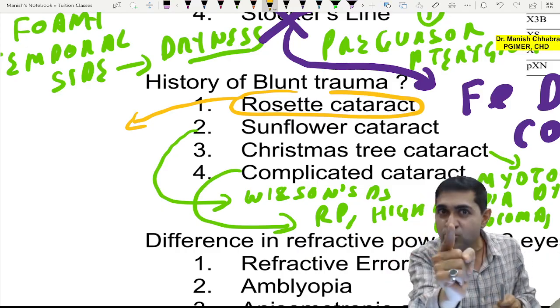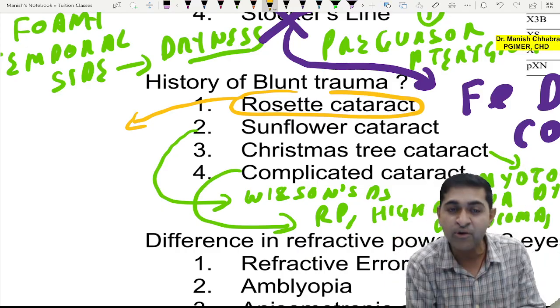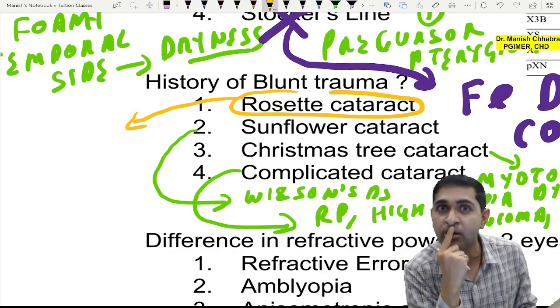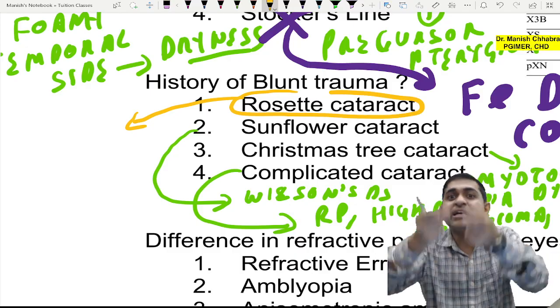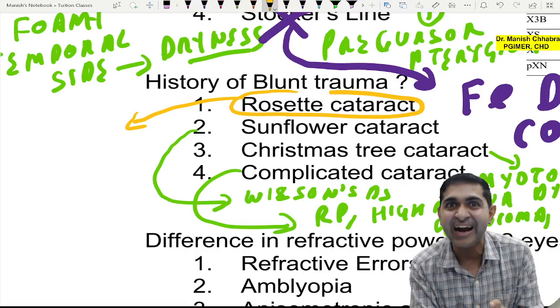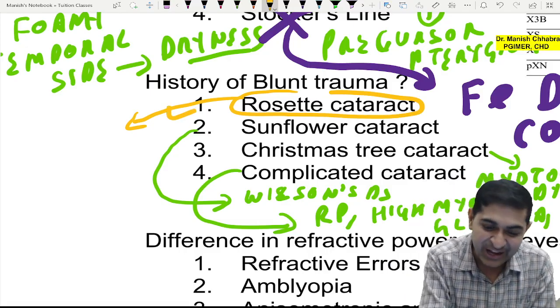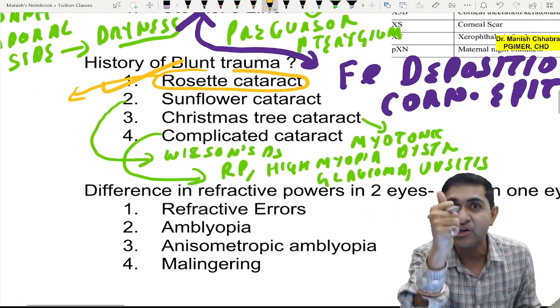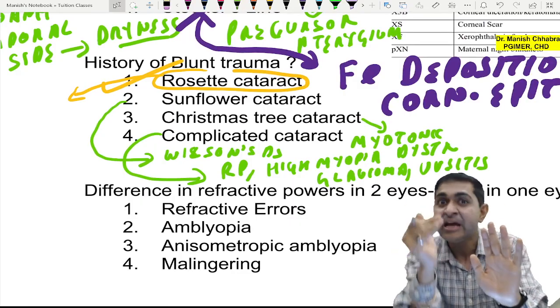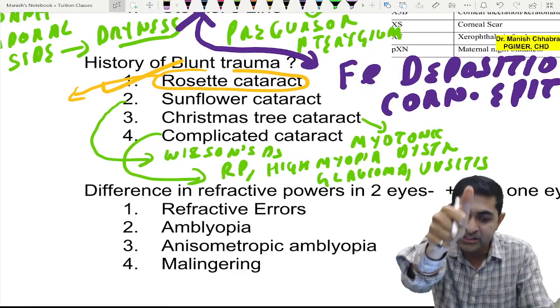Now you tell me, slapping is which form of trauma? Sir, blunt trauma. Wonderful. Rose getting stuck into the eyes, which form of cataract? Rosette cataract. So the answer is pretty straightforward. It is your rosette cataract. I hope it is clear, and we have eliminated the other three options as well.